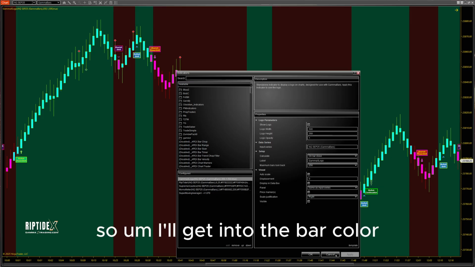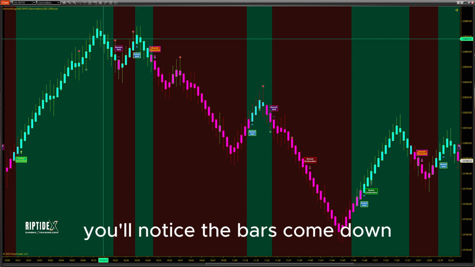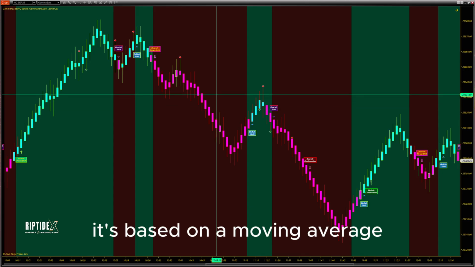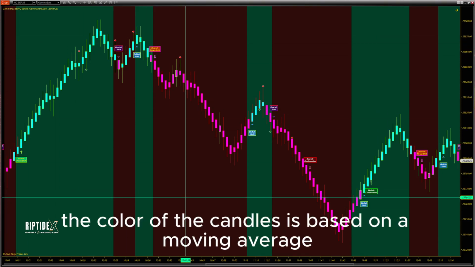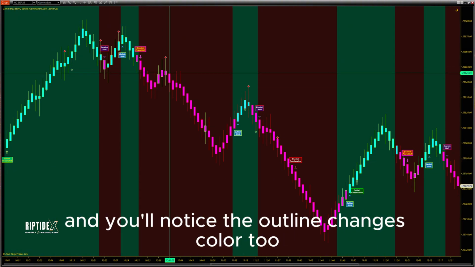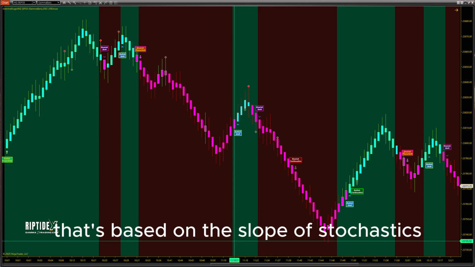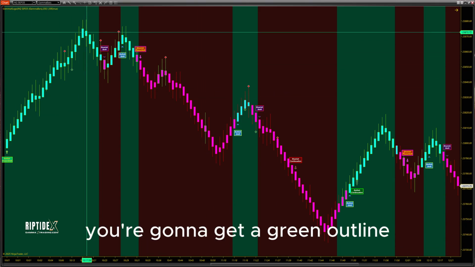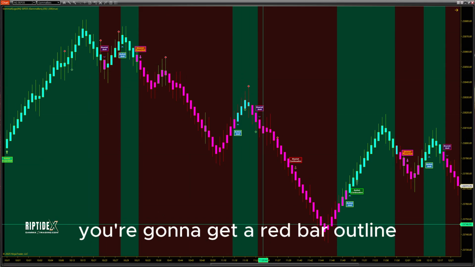So I'll get into the bar color. The bar colors change automatically. You'll notice the bars come down, but they don't turn red traditionally, like you'd see on a normal chart. It's based on a moving average. So the color of the candles is based on the moving average. And you'll notice the outline changes color too. That's based on the slope of stochastics. So if stochastics is sloping up, you're going to get a green outline. If stochastics is sloping down, you're going to get a red bar outline.